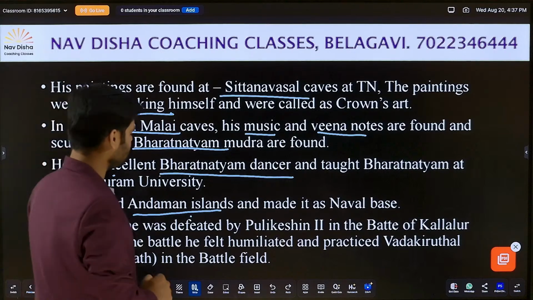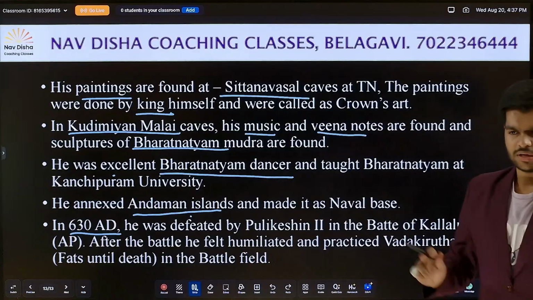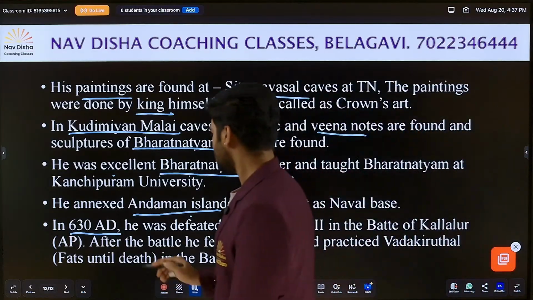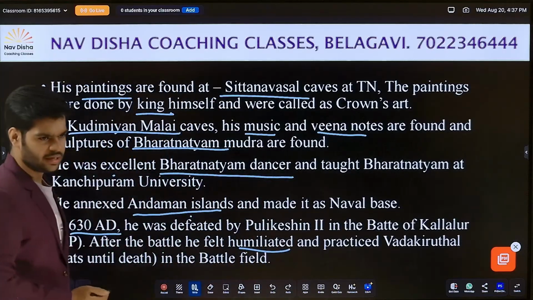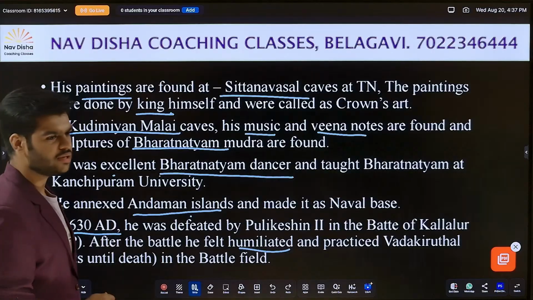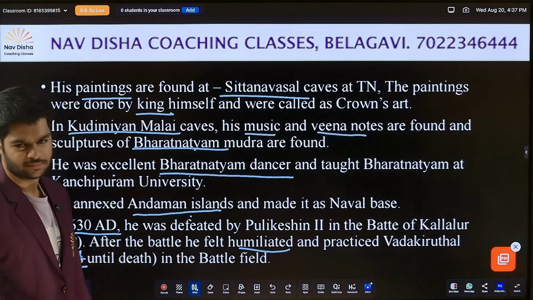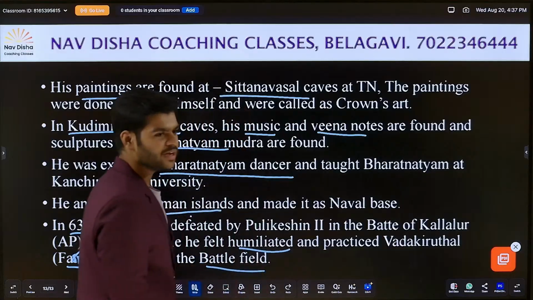In 630 AD, he was defeated by Pulikeshin II, the same ruler of Chalukya, in the Battle of Kallalur, which is in Andhra Pradesh. After the battle, he felt humiliated that he got defeated, and in the battlefield itself, he practiced Vadakirutal, means fast until death. Fast until death in the battlefield itself, and he died there.